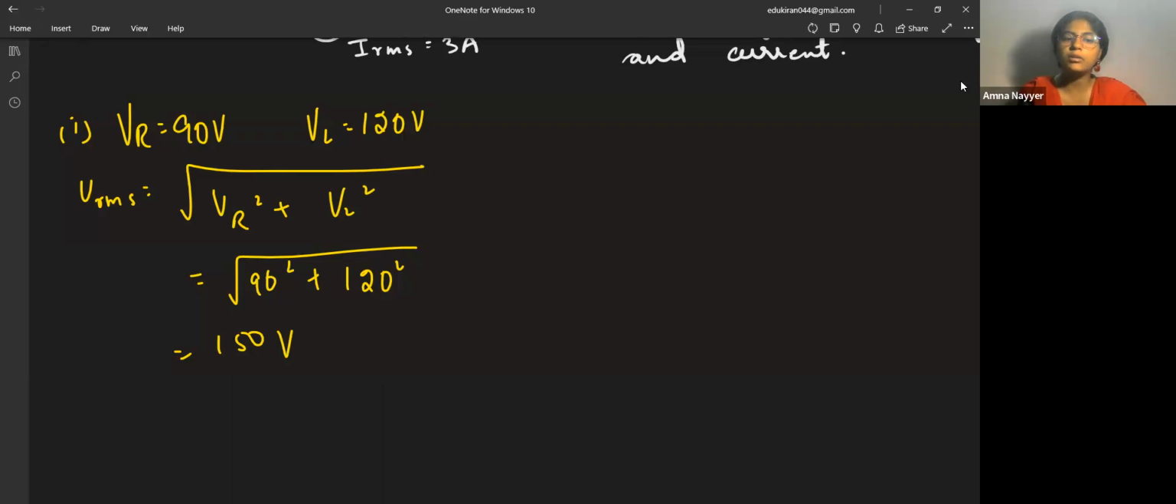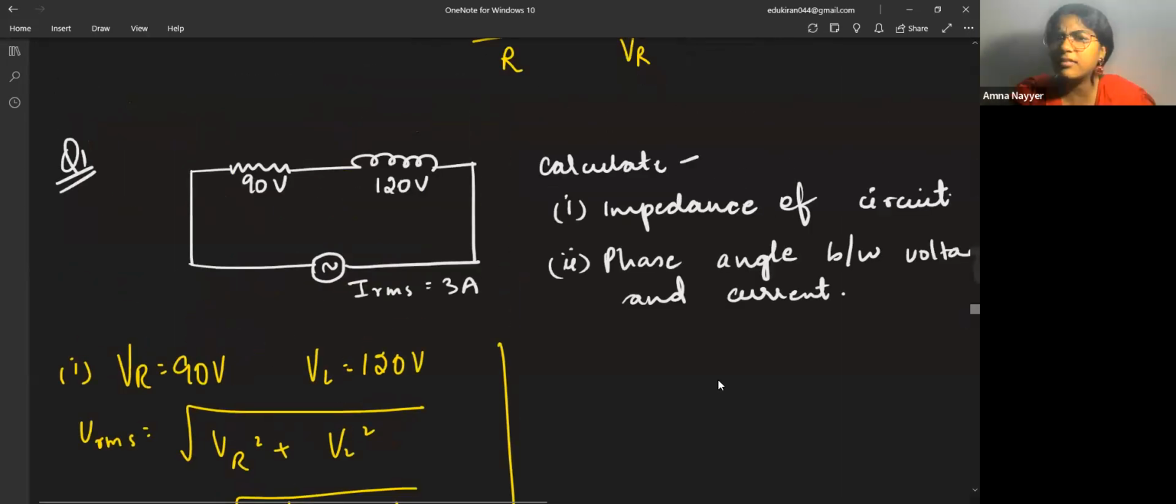Then we have to find out the impedance also. Because we do not have the values of resistances, otherwise this question was very easy. We could have directly used the formula which we have derived: Z is equal to under root R square plus XL square. But we didn't have XL or R in our question, and we were asked to calculate impedance.